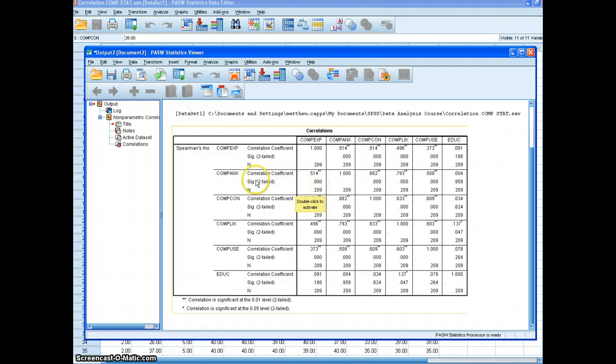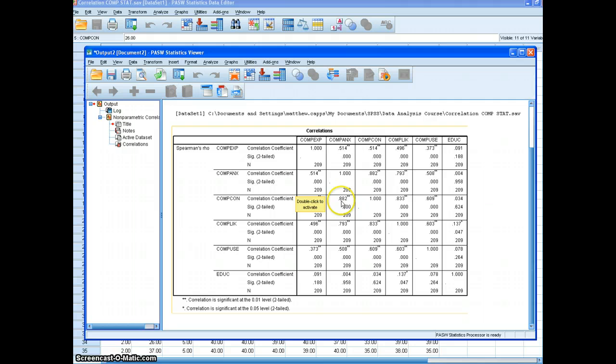The relationship between computer anxiety and computer experience only explains 26% of the relationship, meaning that what is causing this correlation is not accounted for. 74% of what's causing this relationship is not accounted for by anything we collected. That's a lot. So there's not a lot that we can really say about that.